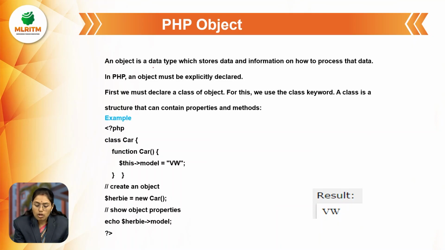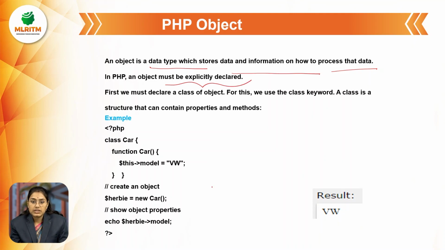What is an object? An object is a data type which stores data and information on how to process that data. An object must be explicitly declared. We must declare a class of the object. First we use the class keyword. Here the class keyword is important. A class is a structure that contains properties and methods. Let's see with an example.